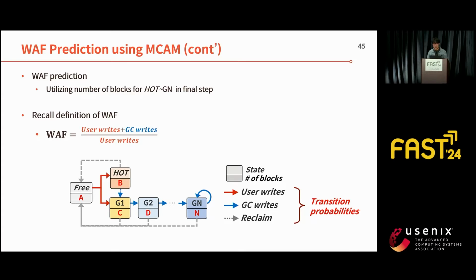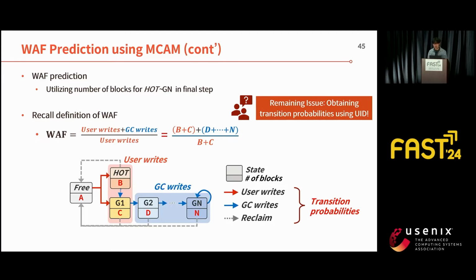user writes are only placed in the hot and G1 group. So the number of blocks in the hot and G1 state represent the amount of user writes. On the other hand, data blocks migrated by GC are placed from G2 to Gn. So the amount of GC writes equals the sum of the number of blocks in the G2 to Gn stage. Therefore, we can use these values to predict the WAF.